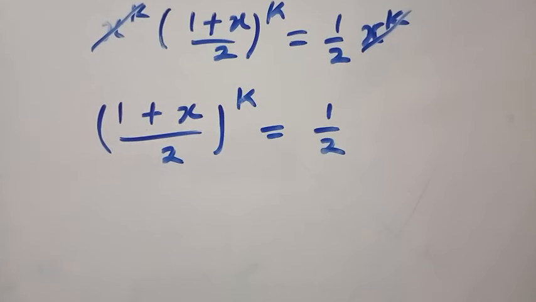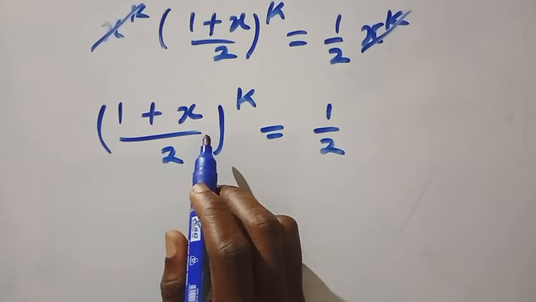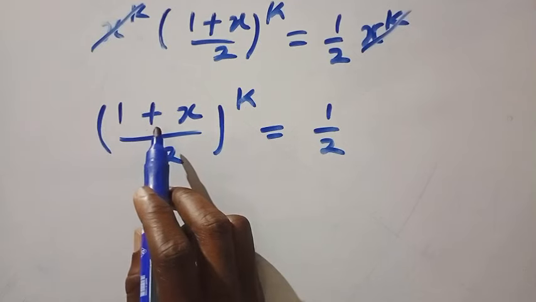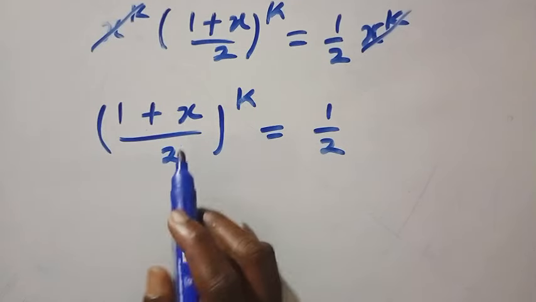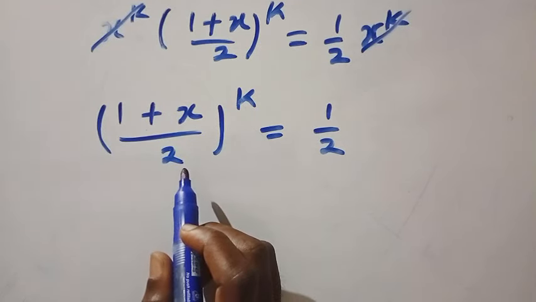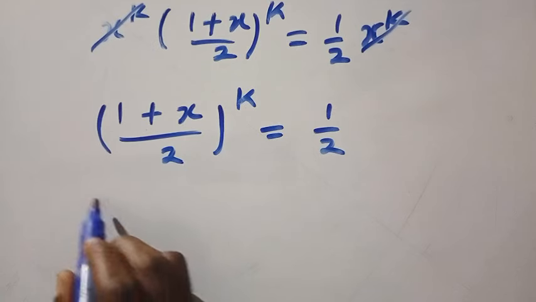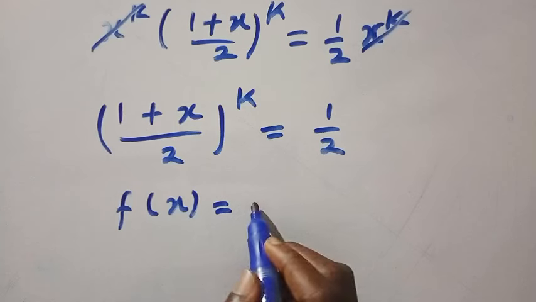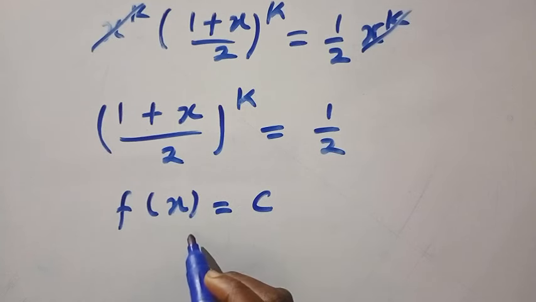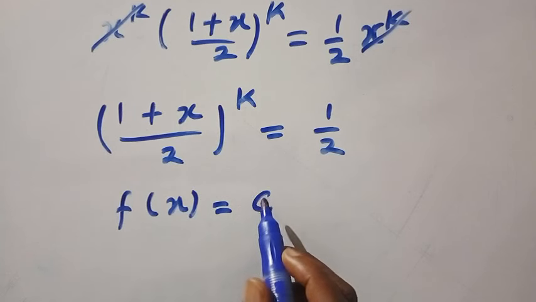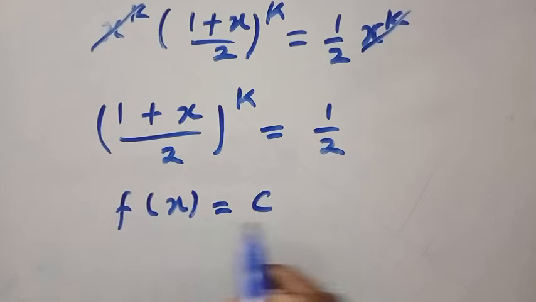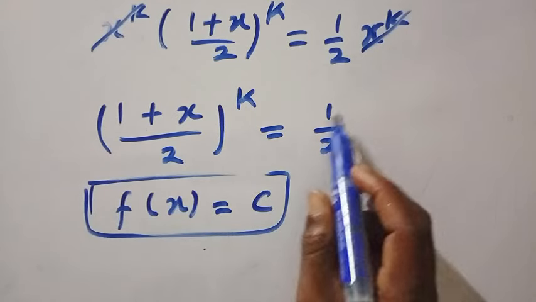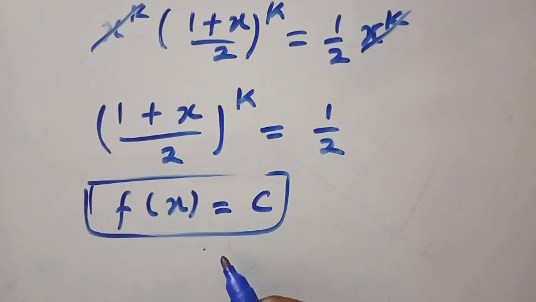This must hold for all x, and the left hand side depends on x, provided that k is not equal to 0. And if k equals 0, the only value we have is f of x equals 0, or let's say a constant value c. So this is the only solution that satisfies this, considering this proof.